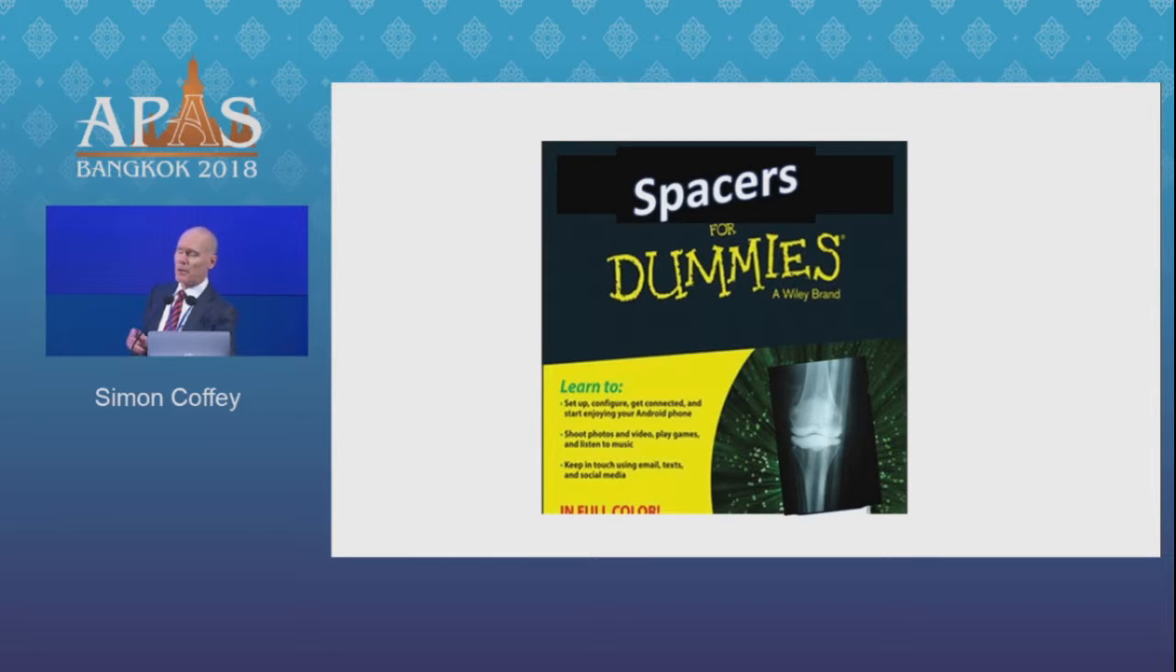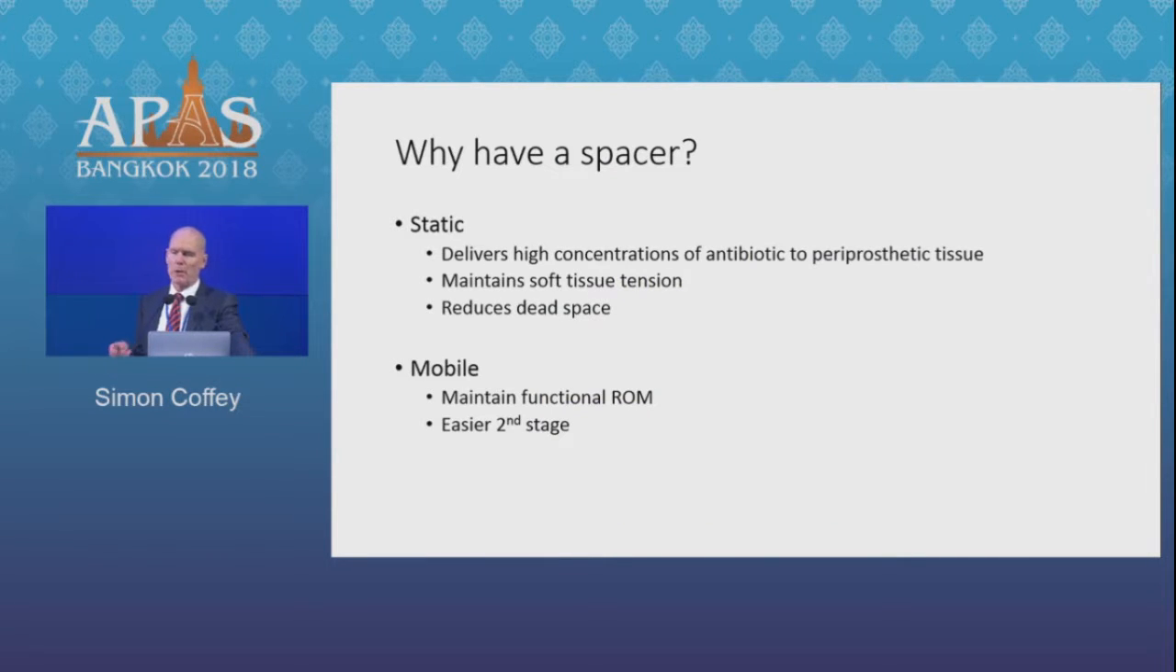I'm hopefully going to make it a little simpler for you to understand where you might use a mobile versus a static spacer and how you might load those with antibiotics. So why have one? We know consistently for all spaces they deliver high concentrations of antibiotics to the periprosthetic tissue, they maintain soft tissue tension and they reduce dead space. They're all good things. The addition of a mobile spacer hopefully maintains a functional range of motion for the hip or the knee and potentially makes the second stage of the procedure easier.